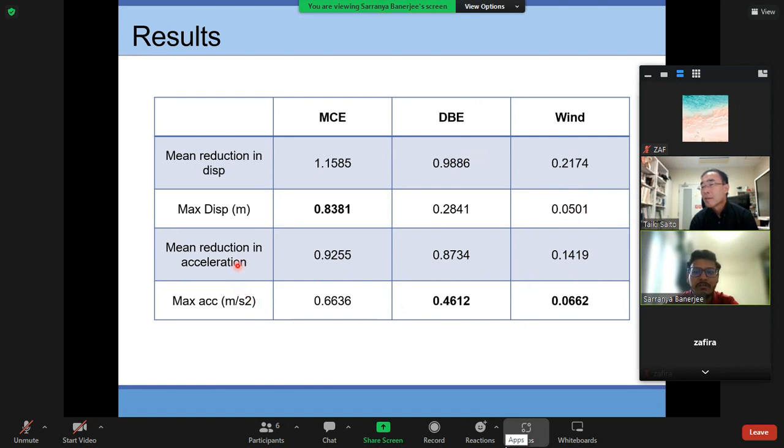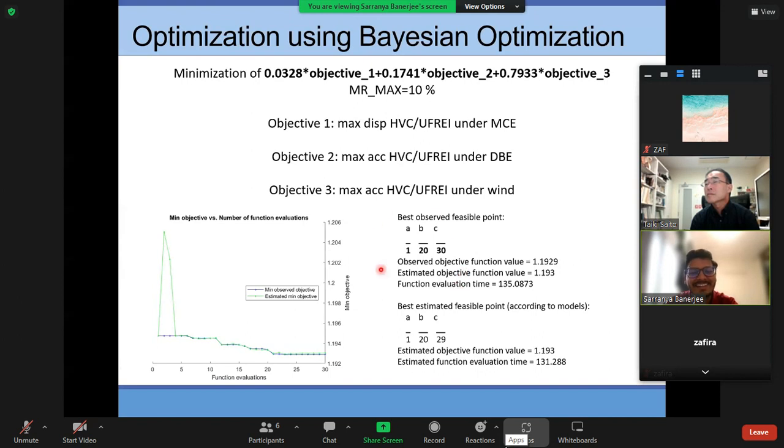For wind, displacement is not so important. But for the acceleration response under wind, the acceleration has reduced to 14%. If it is 100 meter per second square, it has reduced to 14 meter per second square. So the acceleration reduction is very good. And we have also got a 13% reduction in the acceleration under the design basis earthquake. But the maximum displacement has actually increased compared to the unbonded isolators. So by addition of this TMD, the maximum displacement is increasing under the maximum considered earthquake.